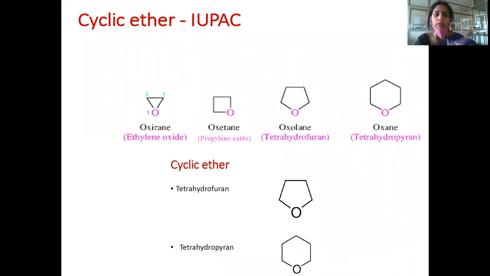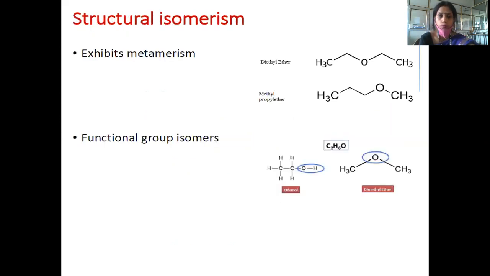Now the general names: when it is a 3-membered ring with 1 oxygen atom included in it, it will be called oxirane or ethylene oxide. When it is 3 carbons and 1 oxygen, a square-shaped structure, it is called oxetane or propylene oxide. When it is a 5-membered ring with an oxygen atom, it is called furan, tetrahydrofuran or oxolane. When it is a 6-membered ring including one oxygen atom, it is called oxane or tetrahydropyran. So these are the general names and the IUPAC names also.